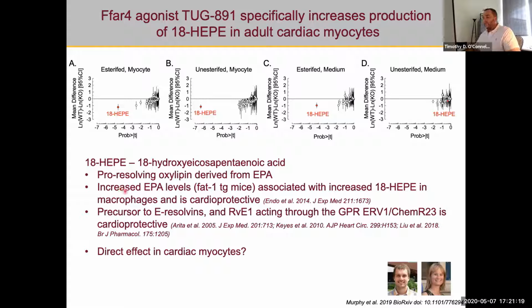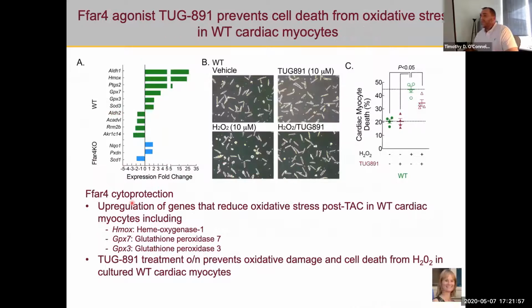It's previously been shown that increased EPA levels, for instance in Fat-1 transgenic mice, which overexpress an enzyme to make endogenous omega-3 fatty acids, is associated with increased 18-HEPE in macrophages, and that's cardioprotective. Furthermore, 18-HEPE is known to be a precursor for E-resolvins, and resolvins, like other oxylipins, can act through a GPCR called ERV1, or ChemR23, and that's also been shown to be cardioprotective. The question remains, however, whether there's any direct effect in cardiac myocytes. And to address that, we wanted to look at oxidative responses and cytoprotection in adult cardiac myocytes downstream of FFAR4.